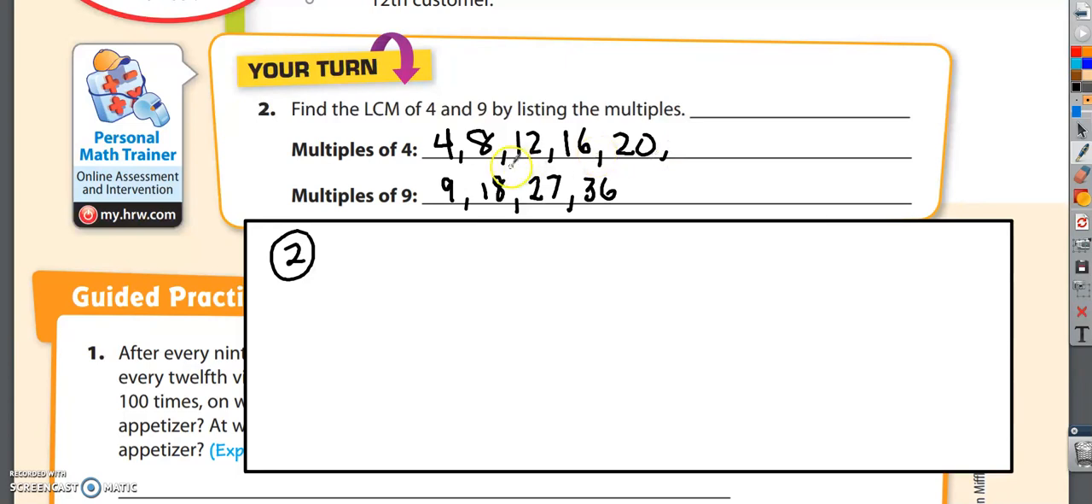So I left off on 4 times 5. I need to do 4 times 6. That's 24. 4 times 7, that's 28. No, I'm at 4 times 8, that's 32. And 4 times 9, that's 36. And I notice here that I have a 36 in each list. The least common multiple of 4 and 9 is 36.